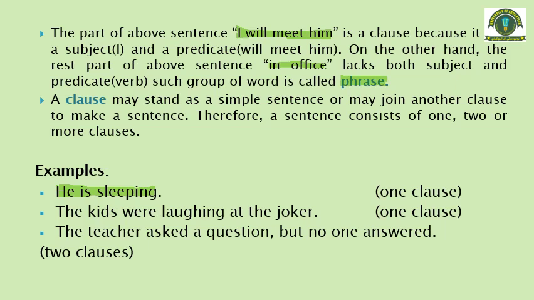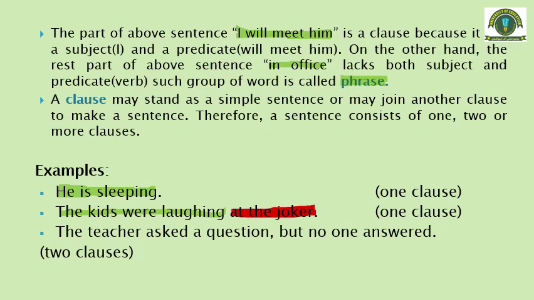The kids were laughing. The sentence is complete up to this point. The kids were laughing. Now at the Joker, what do we call it? It's just a phrase. It doesn't have a complete sense. It doesn't have a complete thought. So it is just a phrase.